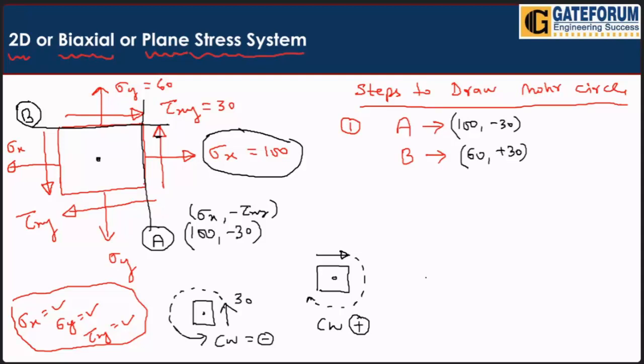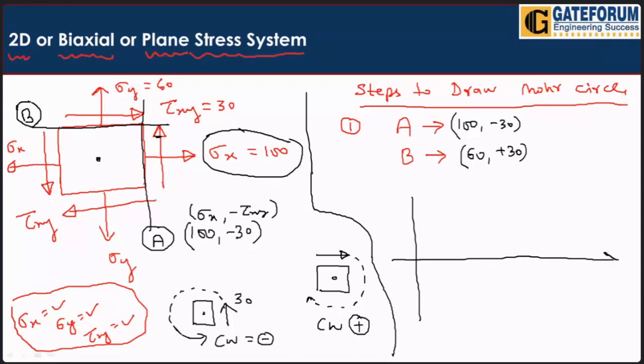So step number one is to write the coordinates of the two points A and B. After writing the coordinates, you make one x-axis and one y-axis. The x-axis means sigma, normal stress, and the y-axis means tau, shear stress, with the origin somewhere here. Plot these two points: point A at 100 comma minus 30, and point B at 60 comma plus 30.